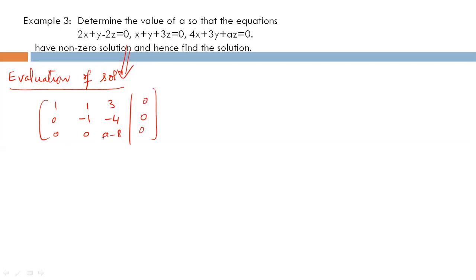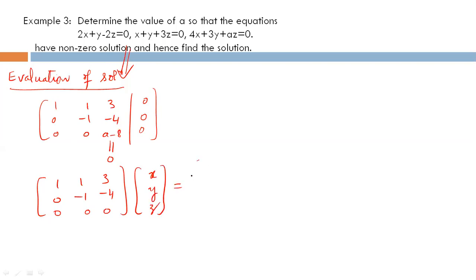And for having a non-zero solution, we put A minus 8 equal to 0. So now it is 1, 1, 3; 0, minus 1, minus 4; 0, 0, 0. And if we write in the form of the solution matrix, x, y, z equal to 0, 0, 0. So we can see that this is a leading row and this is another leading row, but this row is not leading. Similarly, these first two are leading columns and these first two are leading rows. It means the third row and column is not leading.